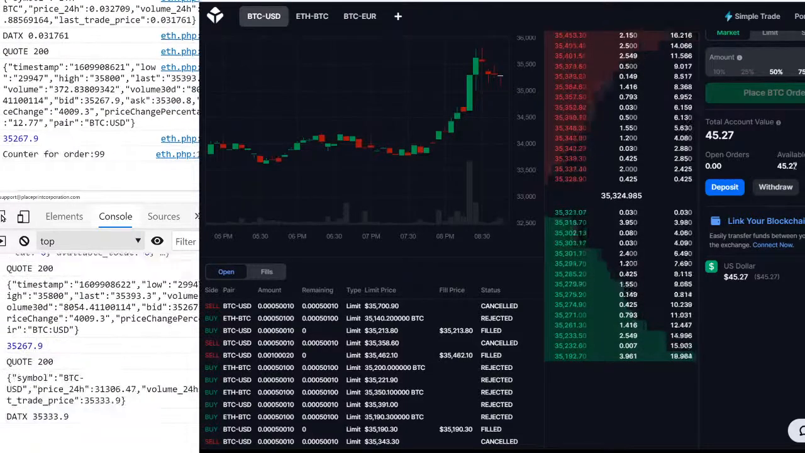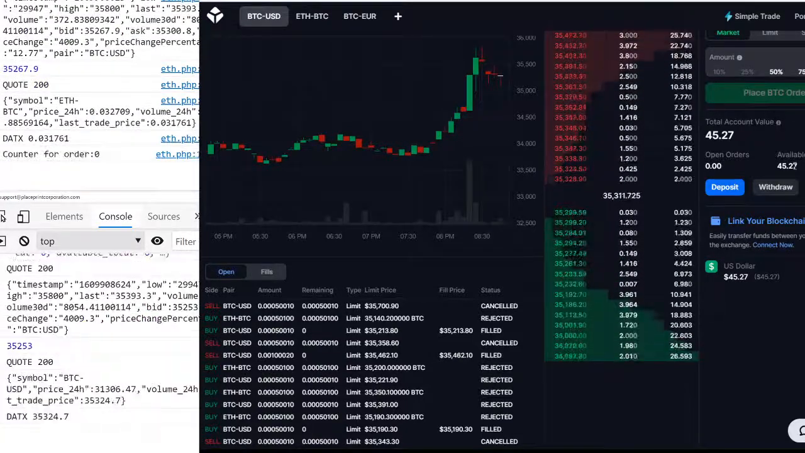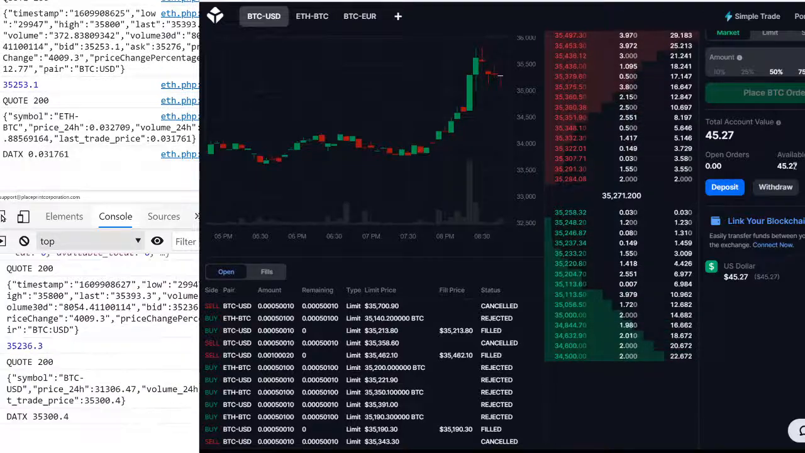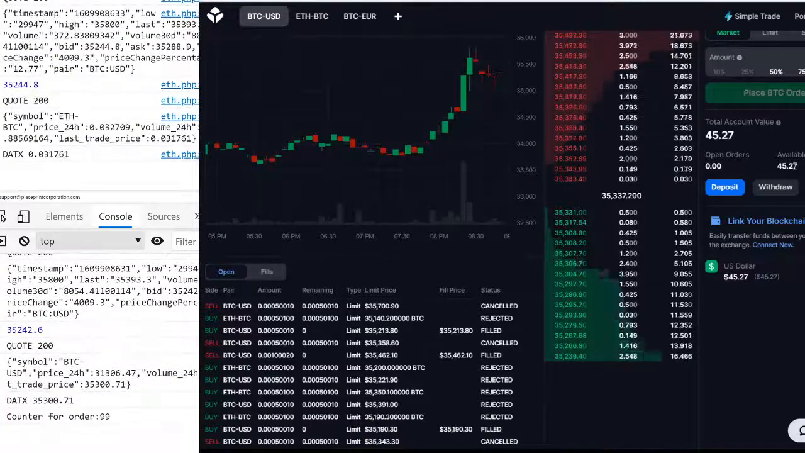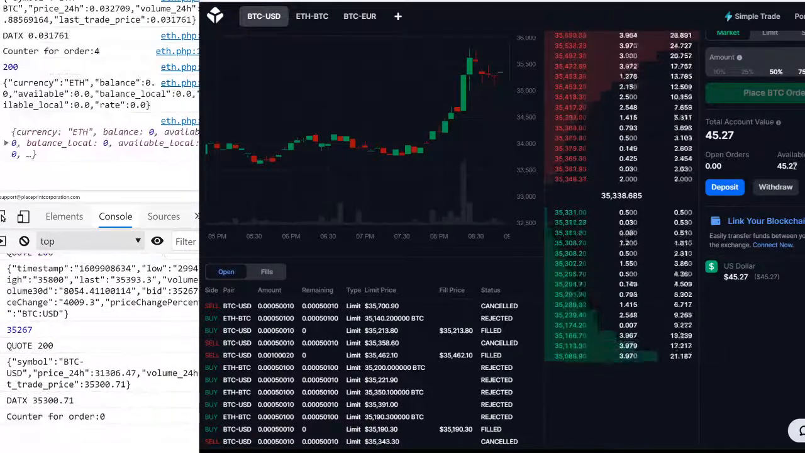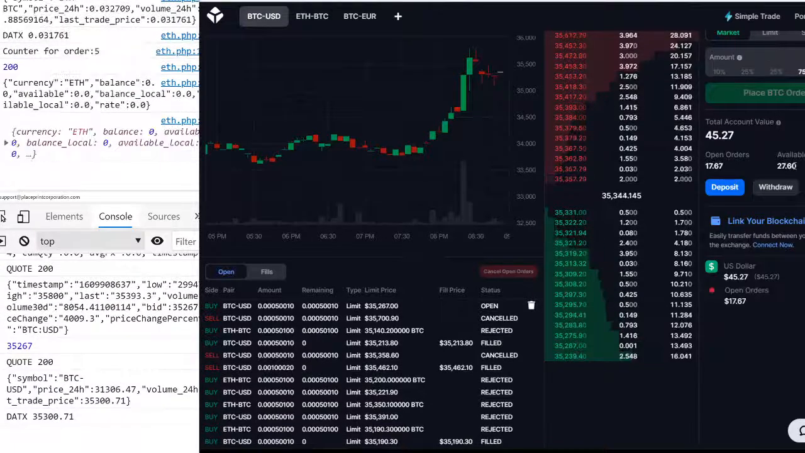Excuse me, trying to pronounce this name correctly. Jawanza. Jawanza asks, how is it basing when to sell? It is doing it off order book as well. So we are paying attention to one thing here.